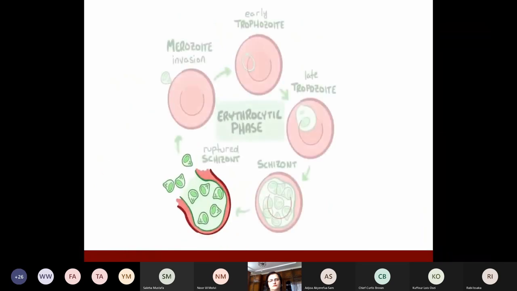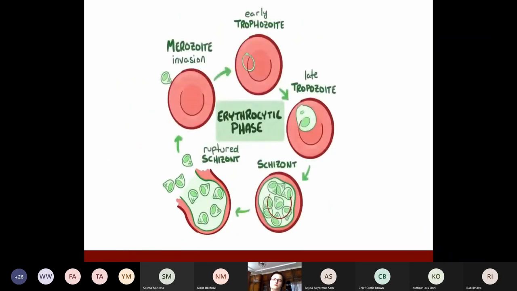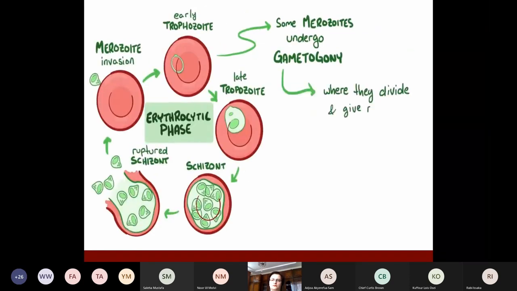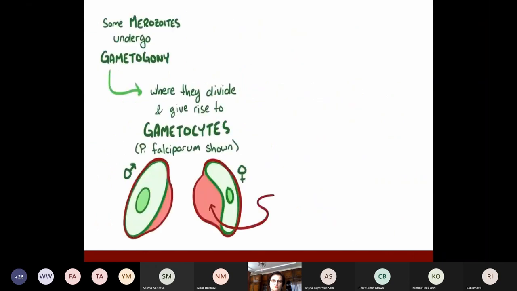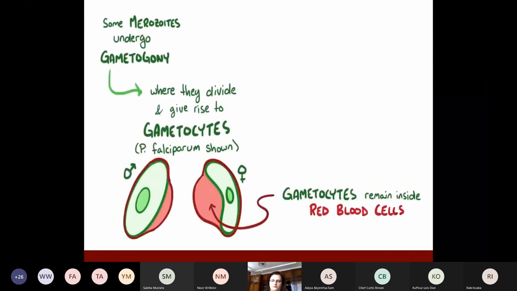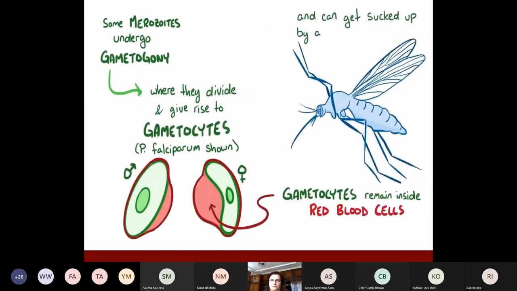Now, instead of going into the erythrocytic phase again, some of the merozoites undergo gametogony, which is where they divide and give rise to gametocytes, which are little sausage-shaped sexual forms that can be either male or female. These gametocytes remain inside of a red blood cell and can get sucked up by another female Anopheles mosquito that might take a blood meal from the infected person.